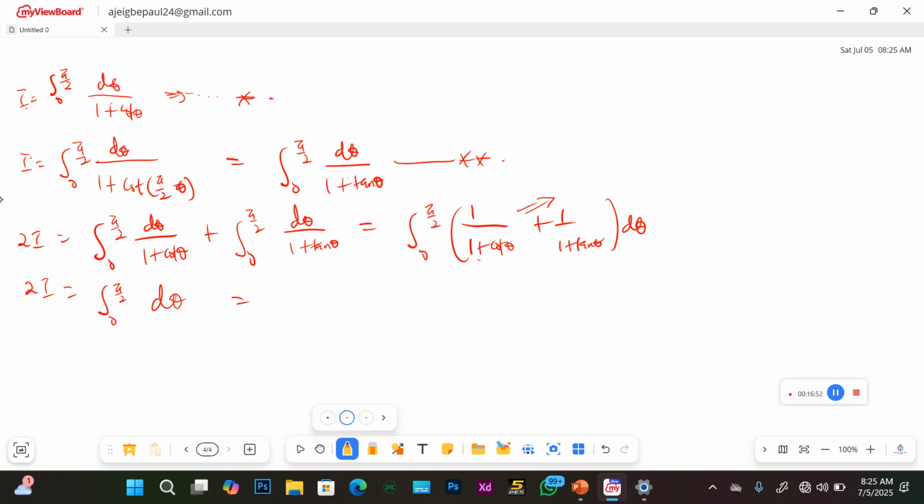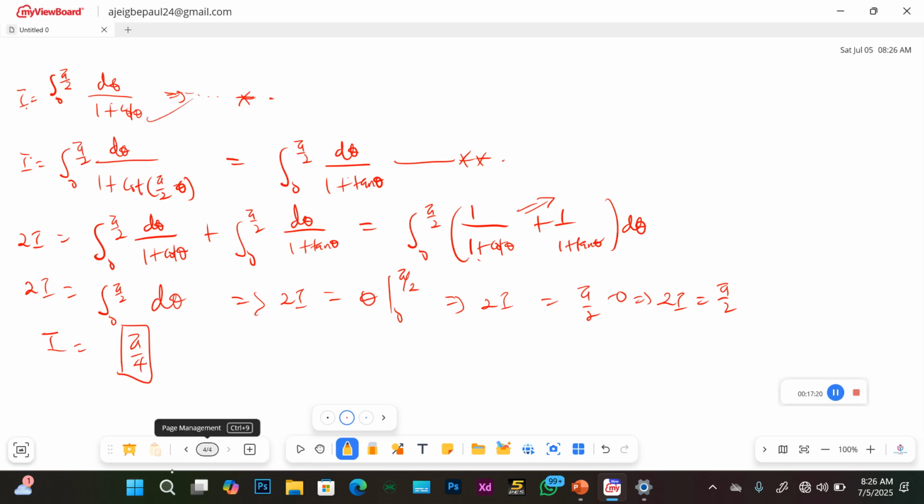Then if you integrate that, you are going to have 2i is equal to theta. Then you take your limit from 0 to pi over 2. So then we are going to have 2i equals pi over 2 minus 0. So we're going to have 2i equals pi over 2. Then if you divide both sides by 2, you have I is equal to pi over 4. So this integral right here will give us pi over 4.